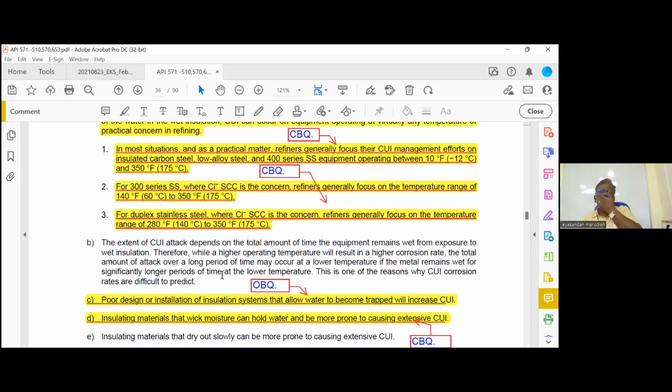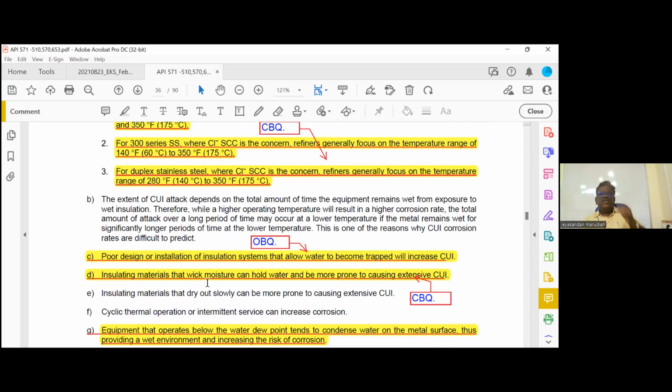Now C, highlight the C. Poor design of insulation or an insulation system that allows water to become trapped will increase CUI. Suppose there is a break in the insulation, then there will be water ingress. Insulating material that wicks moisture, wicking meaning absorbing moisture and able to hold water, is more prone to CUI. That is important. Closed book question.